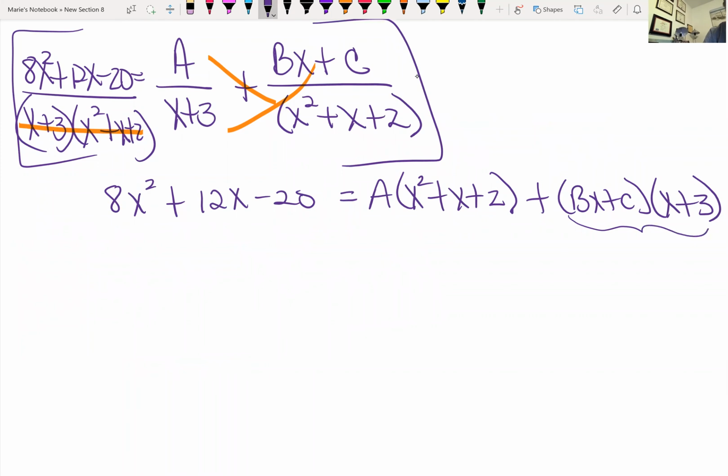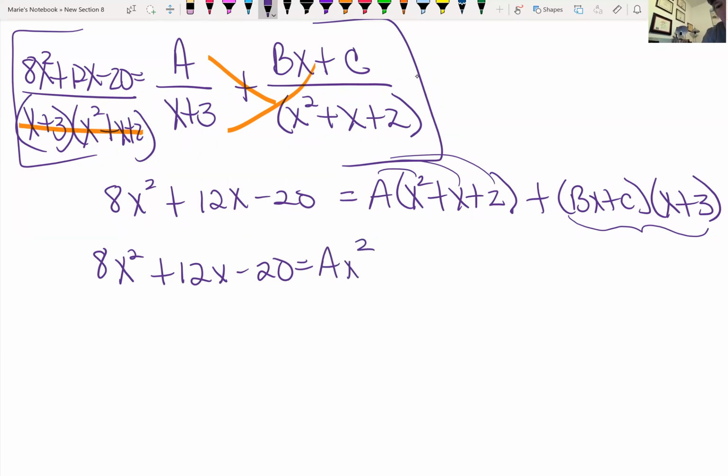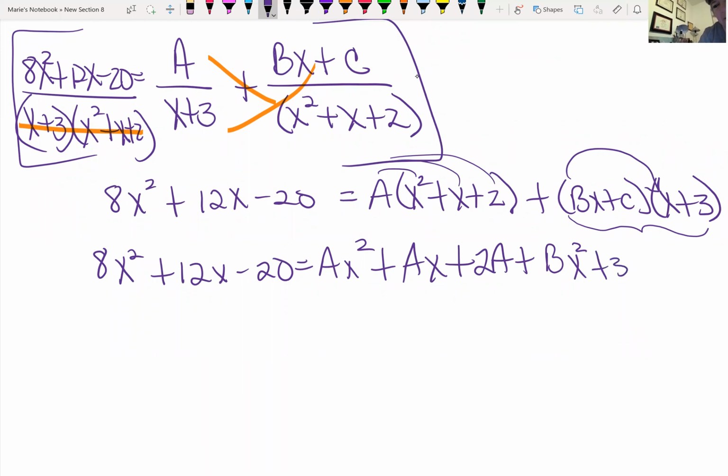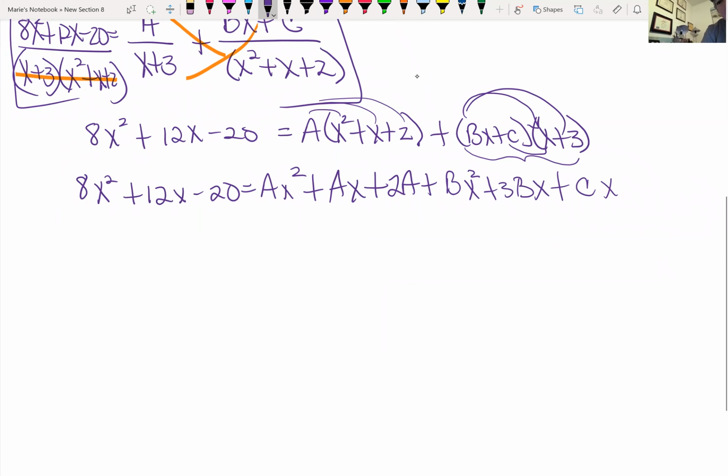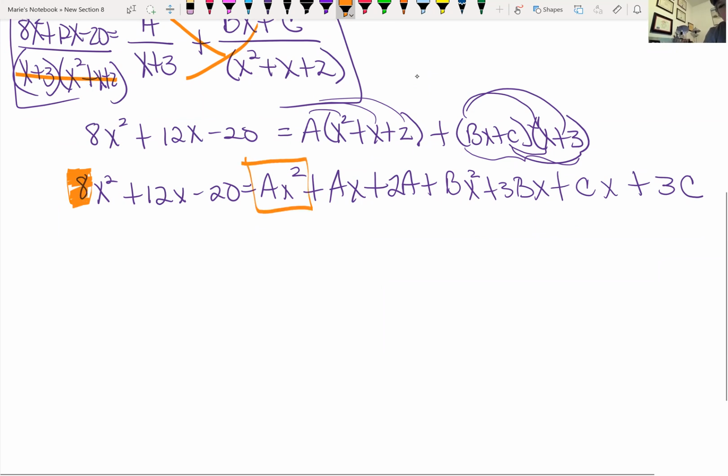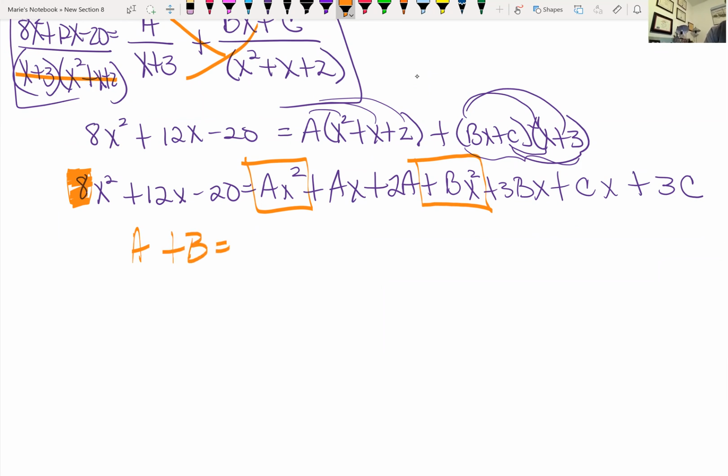If you set it up to start this way, we're on a good track. The next thing we're going to do is FOIL here, and distribute all 3 terms, the A to all 3 terms. So you have 8x squared plus 12x minus 20 equal to 8x squared plus Ax plus 2A plus Bx squared, and all I'm doing there is distributing, plus 3Bx, again distributing, and now distribute the C, plus Cx, and distribute again, plus 3C. Now if you follow the color code, notice the 8 is orange. 8 belongs to the x squares. My Ax squared and Bx squared, those two get united. So at least I know that A plus B has to equal 8.